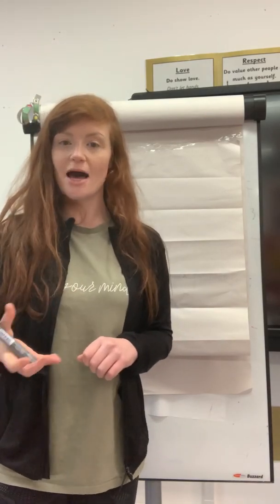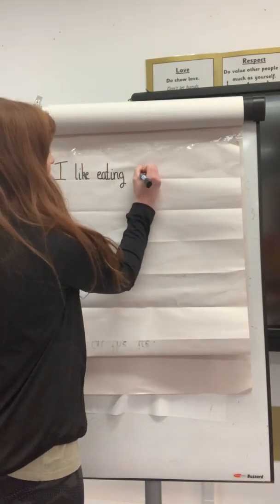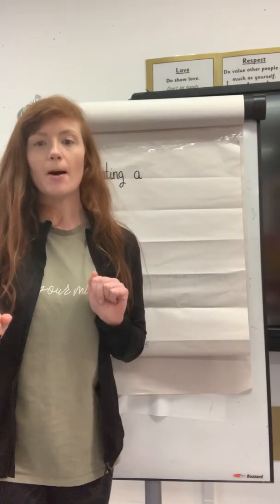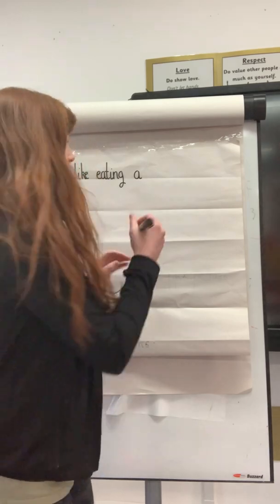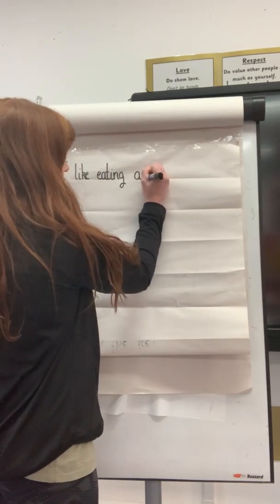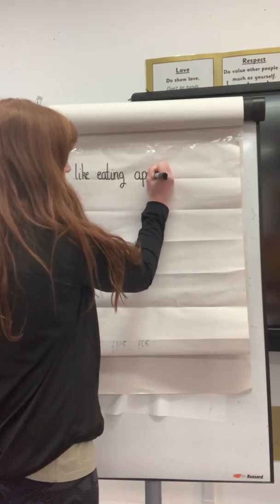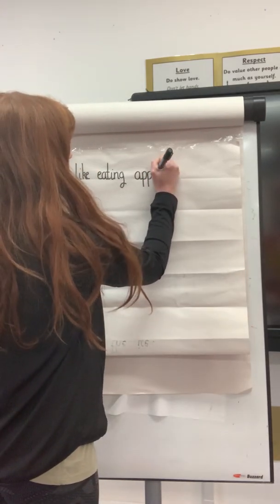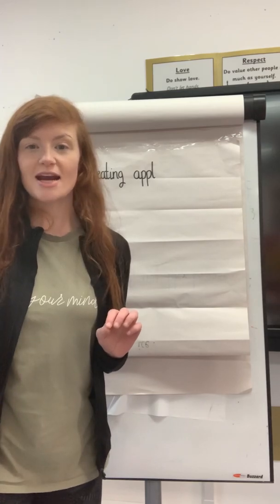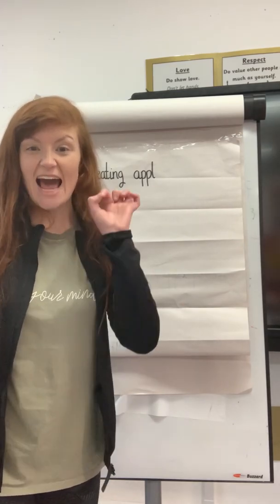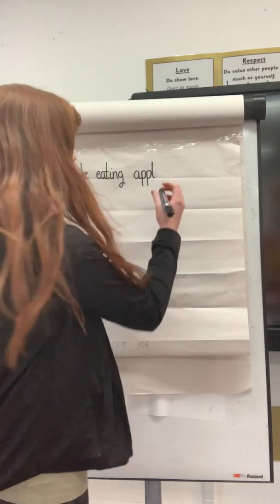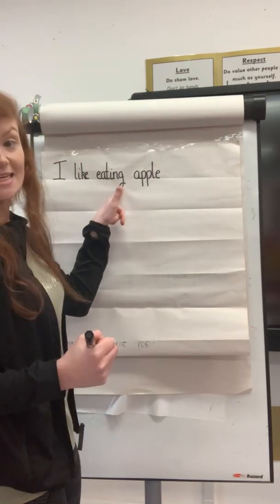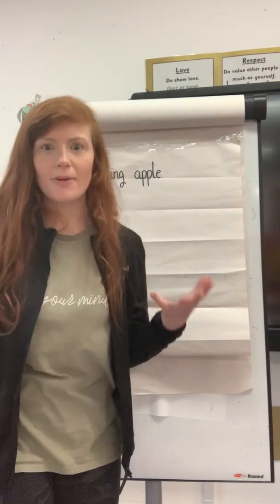I like eating apple. So the first sound in apple is A. So we're going to write that down. Now, apple's quite a hard word because it has a double P. Apple. So we're going to have P and a P. And the L on the end. And then there's something really, really naughty on the end. It's that E that doesn't make a sound.